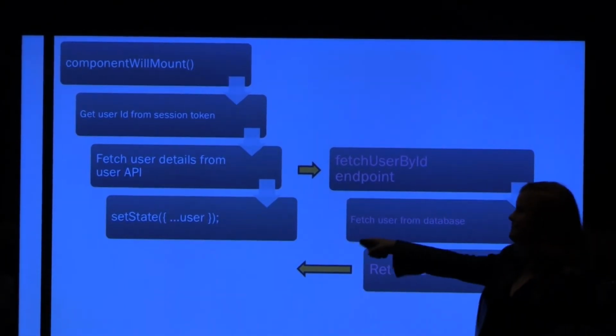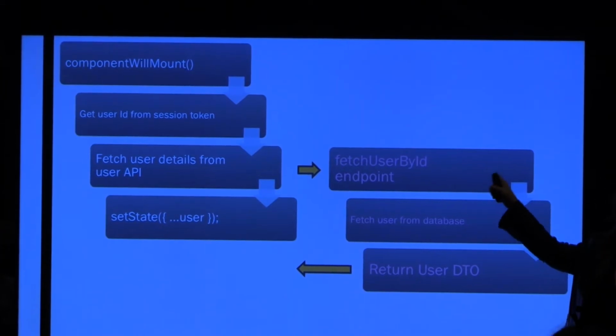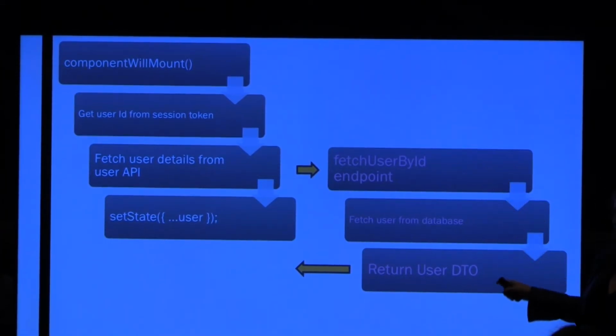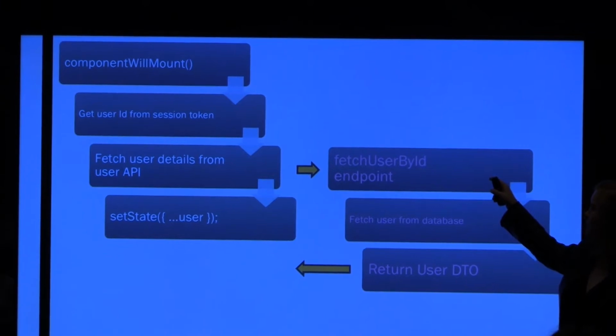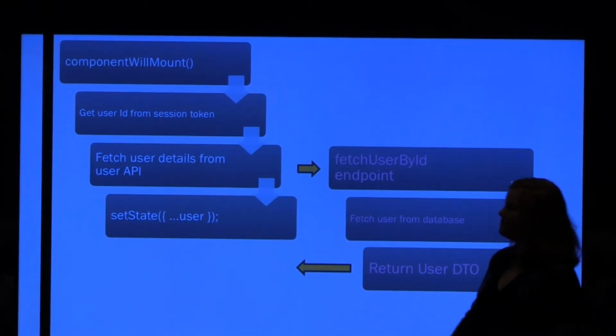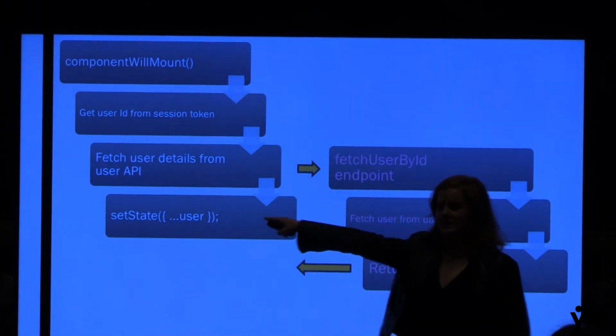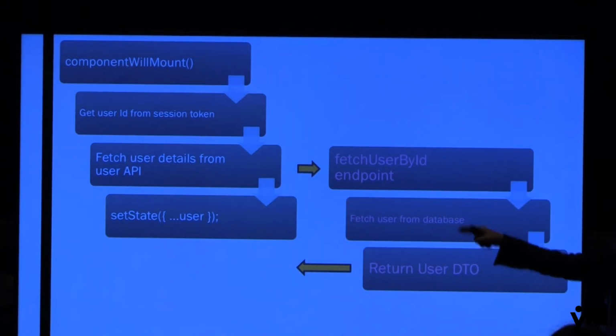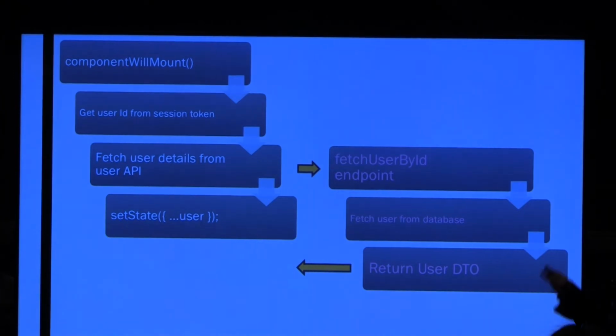Now meantime, I've gone out to my backend and it is doing these steps. So fetching user by ID endpoint, fetching user from the database, and then it returns it. But meanwhile, I've already decided to set my state with the user ID that I don't know yet. Can anyone see a problem with this?